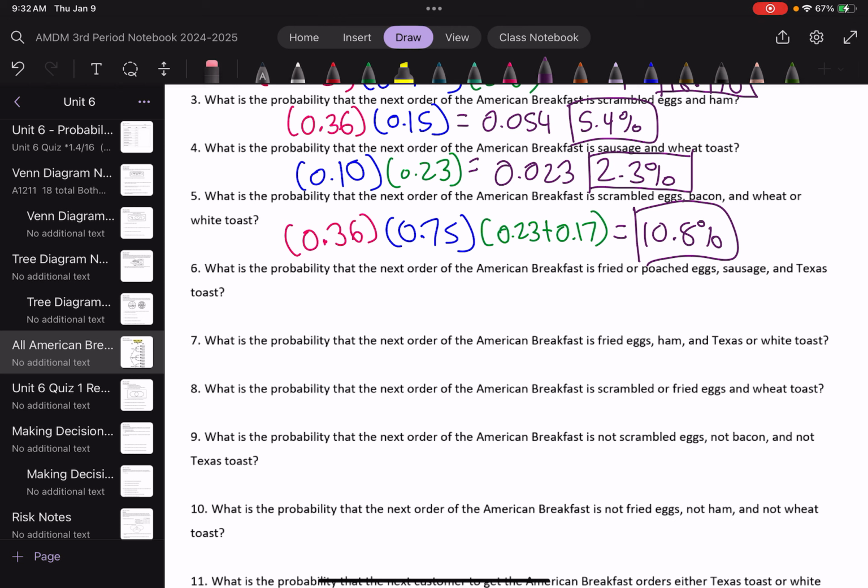Our next one says, what is the probability that the next order of the American breakfast is fried or poached eggs, sausage, and Texas toast? Same idea, except we're going to add together the fried egg, which was 0.42, with the poached egg, which was 0.22. So I've got a 42% chance for a fried egg and a 22% chance for a poached egg. Combined, that's a 64% chance to get either a fried or poached egg. Then we look at the possibility of getting sausage, which would be 10%.